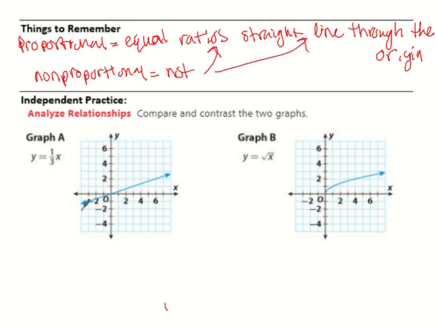All right, here's your independent practice. Actually don't even worry about compare and contrast. Just tell me, are these proportional or not? Proportional or not. That's all I want you to tell me, and then be able to tell me why when we get back to class.